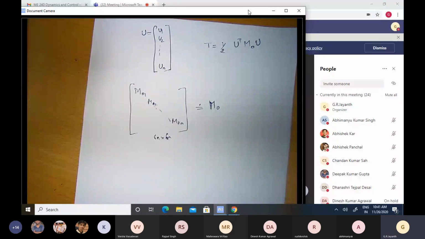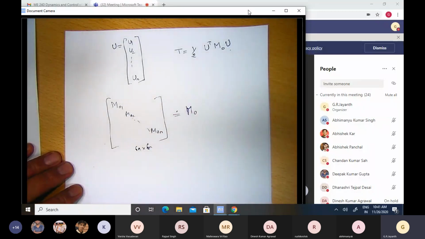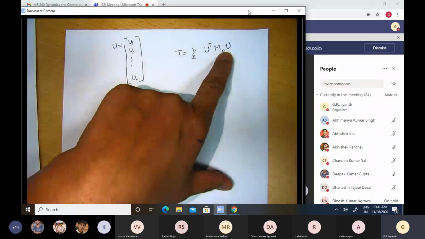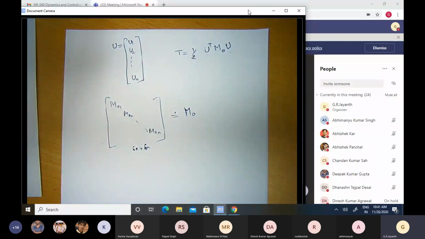Okay, so we have the expression for kinetic energy, but as I said, each of the elements of this U vector are in general dependent on the joint variables, which essentially have been chosen to be the generalized coordinates. So we have to next express each of the elements of capital U in terms of joint variables.